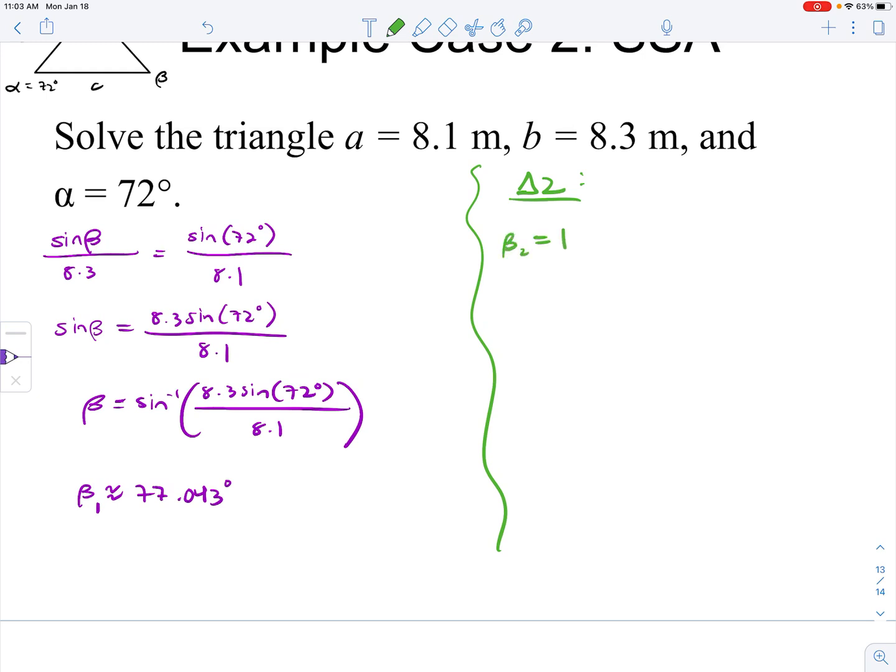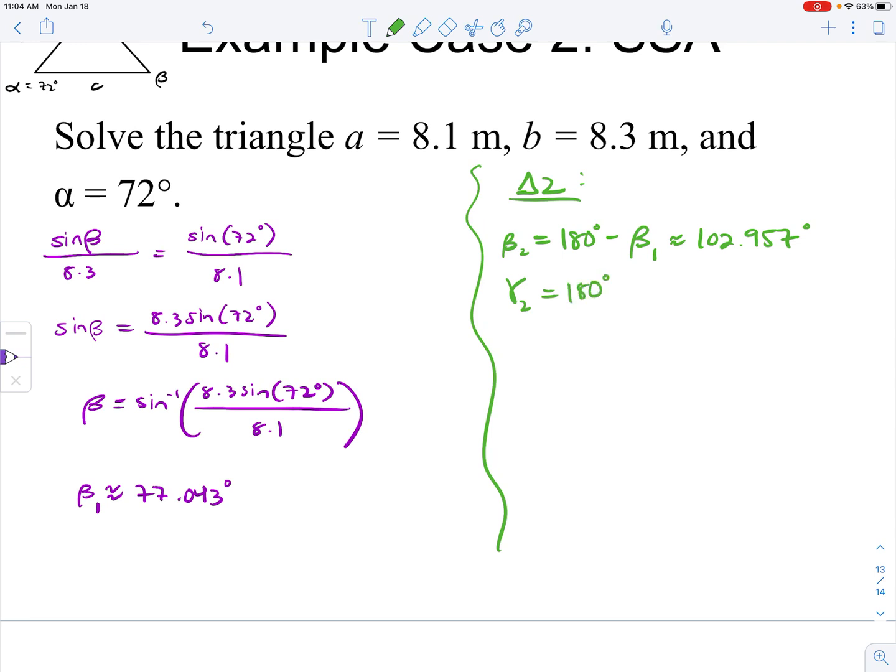So let's start solving for triangle 2 by solving for beta sub 2. That would be beta from the second triangle. So that's 180 degrees minus beta sub 1, which is approximately 102.957 degrees. And remember, you have stored beta sub 1 in your calculator.